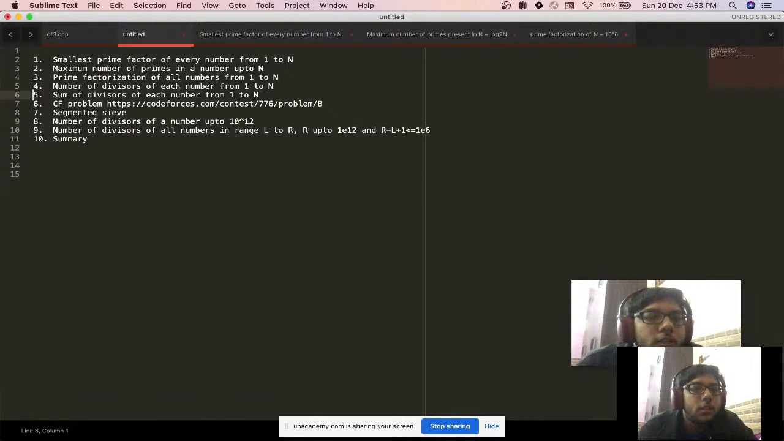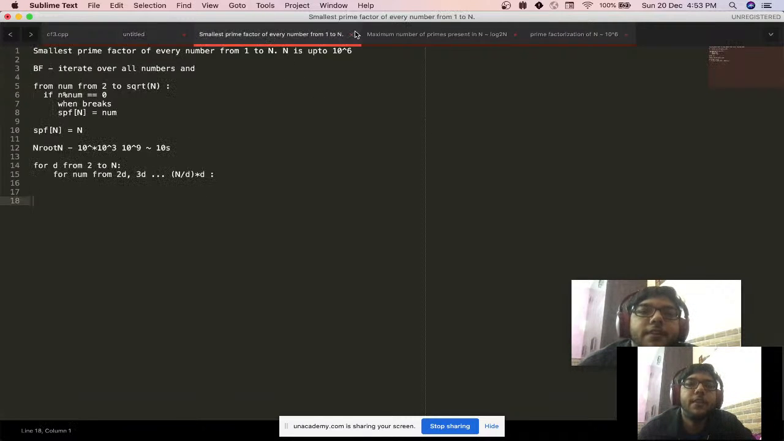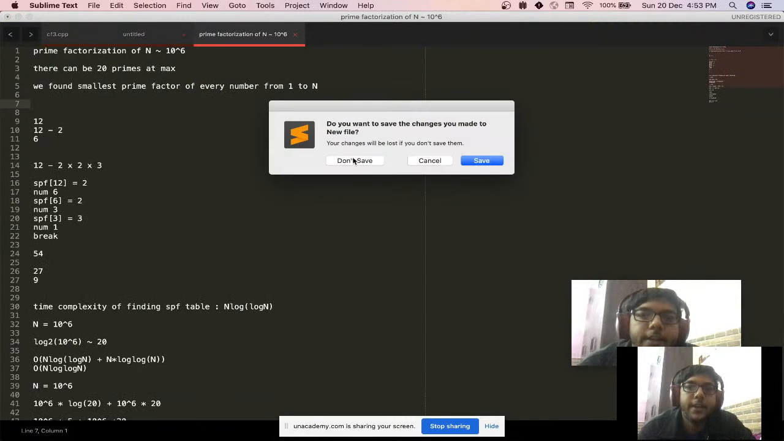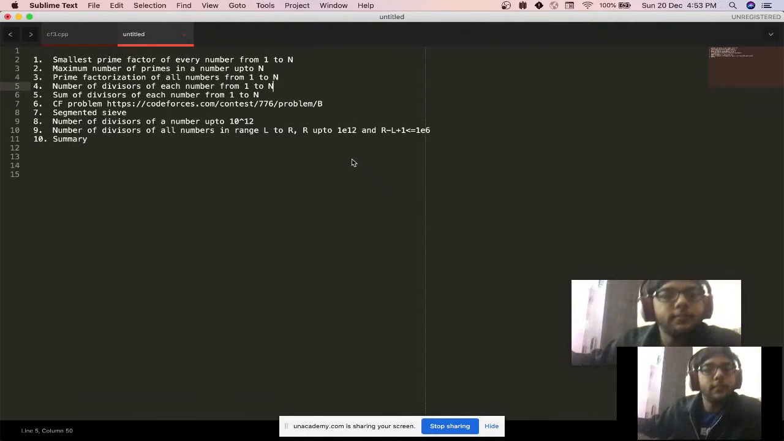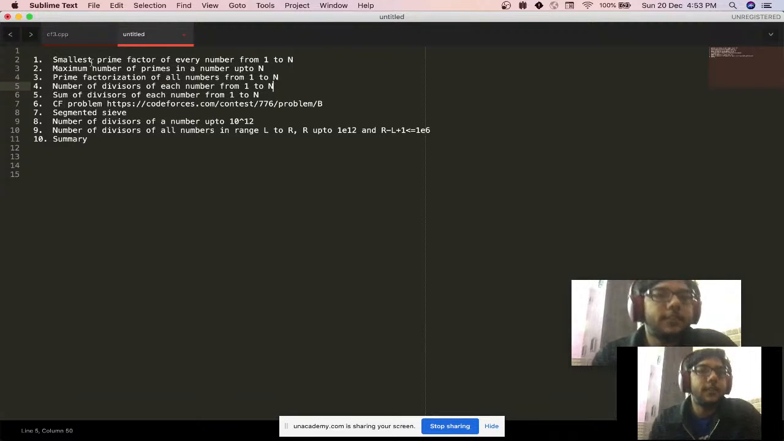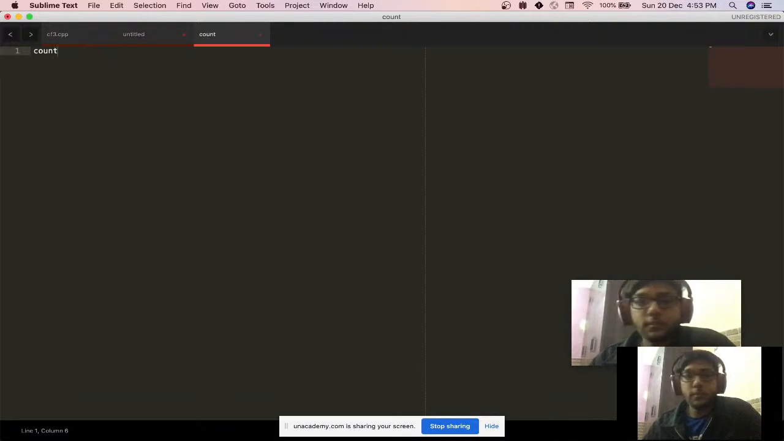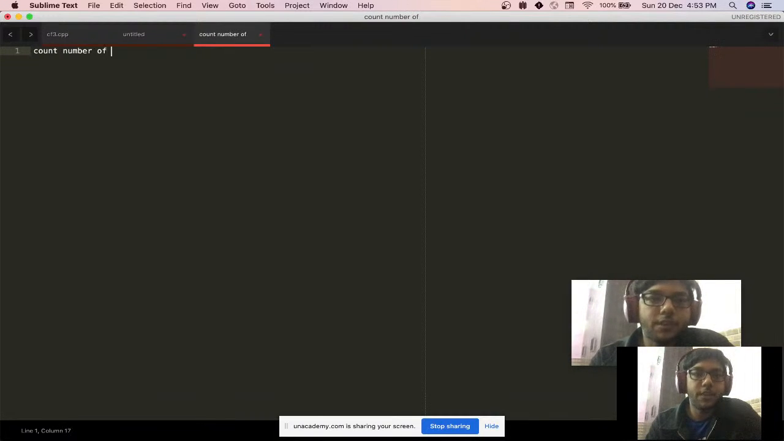Cool. So next is a bit different one. I want to find the number of divisors of each number. So let us close these. These were related to primes and prime factorization. So let us see about divisors. Let us say the problem: I want to count the number of divisors of each number from 1 to n.